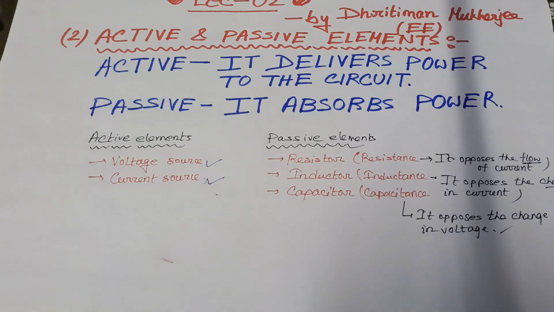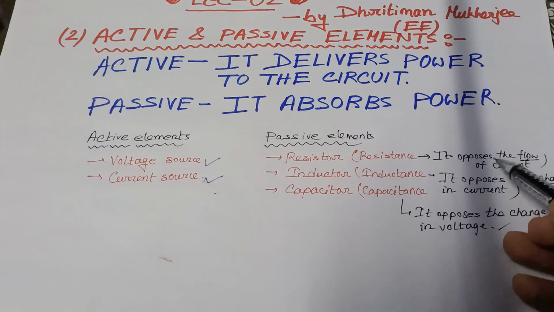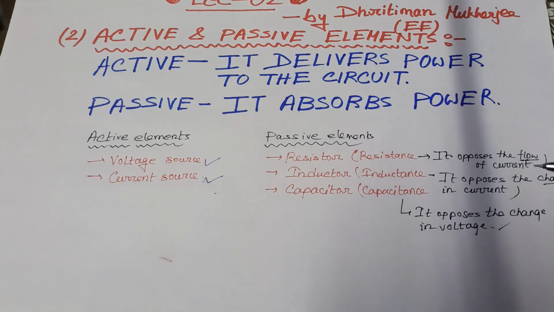So some may think that, sir, the opposition to the flow of current and the opposition to the change in current are actually the same. No, it is not the same. Opposition to the flow of current means a current is trying to flow through a path and some opposition is given to it.